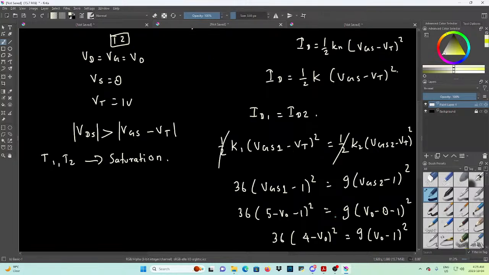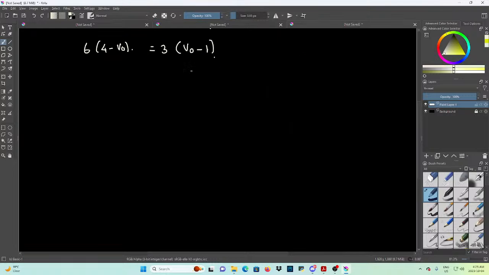I should have done one thing as well: you can divide this one and square root. That also made it simpler, like 36 divided by 9 is just 4, so you will just get 2, and that way is also okay, it should give the same answer. So 6 divided by 3, that's 2, so 2 times 4 minus V0 is equal to V0 minus 1, and then 2 times 4 is 8 minus 2 V0 is equal to V0 minus 1.